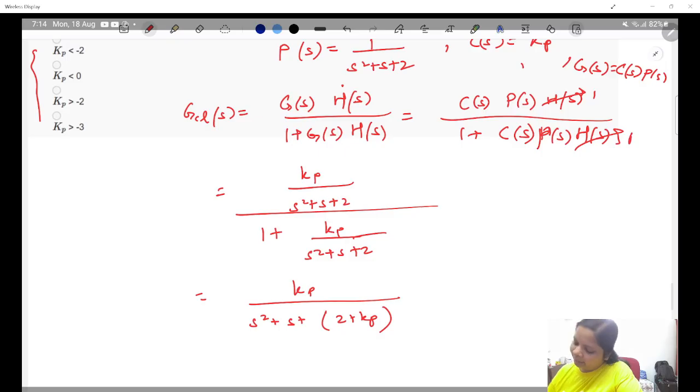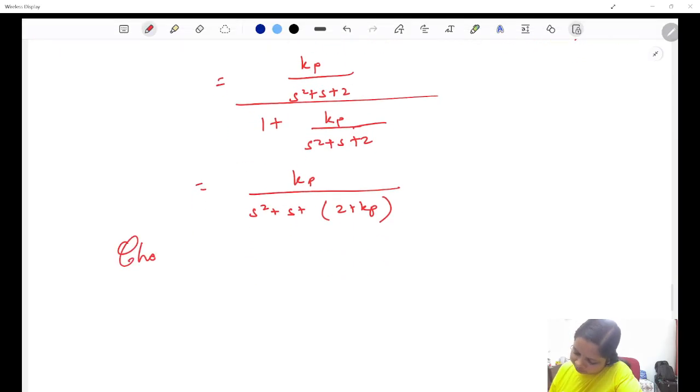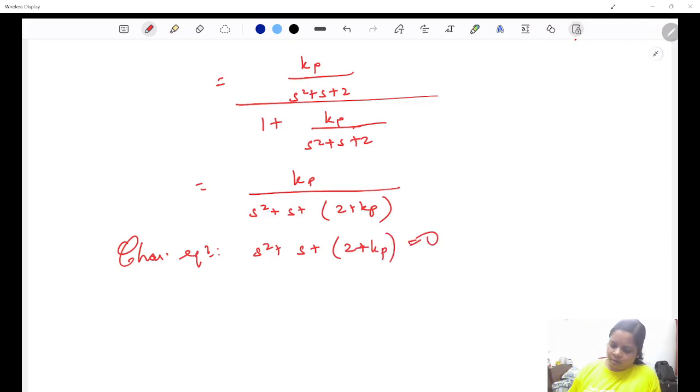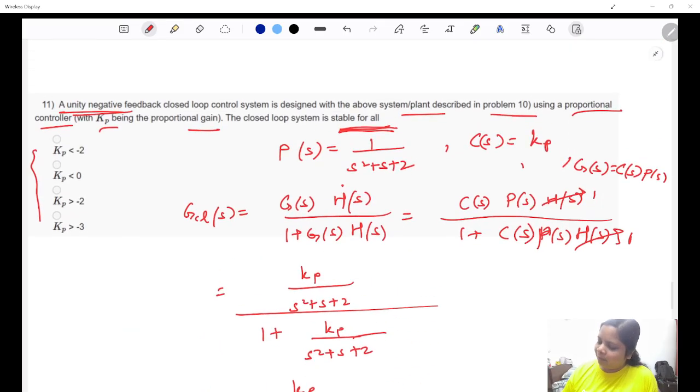So your characteristic equation is s square plus s plus 2 plus Kp, right? This is your characteristic equation. We have to find the value of Kp such that the system is stable.